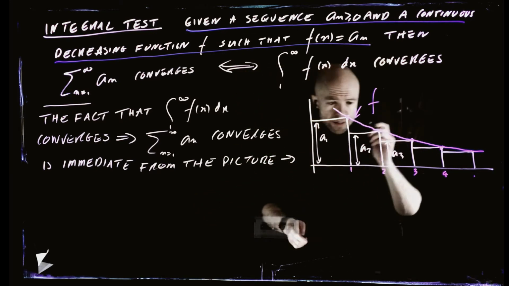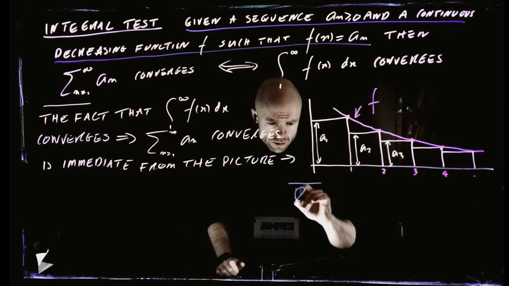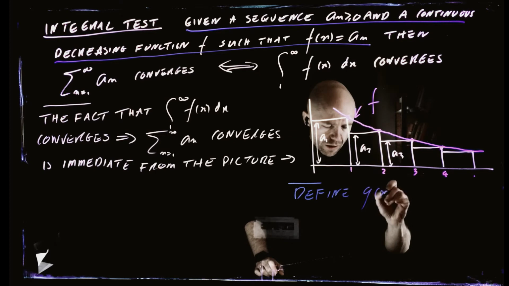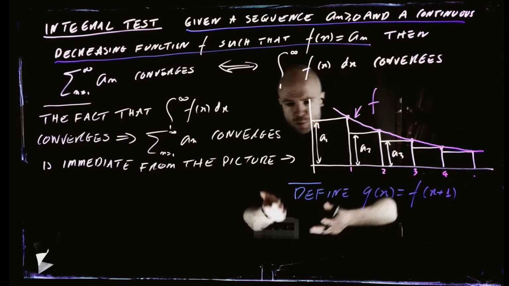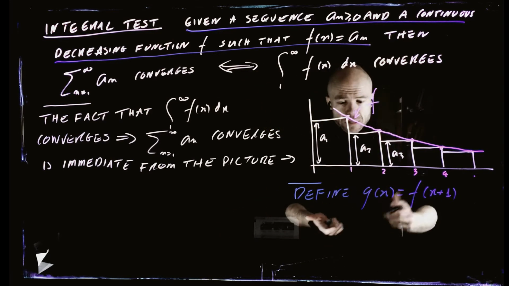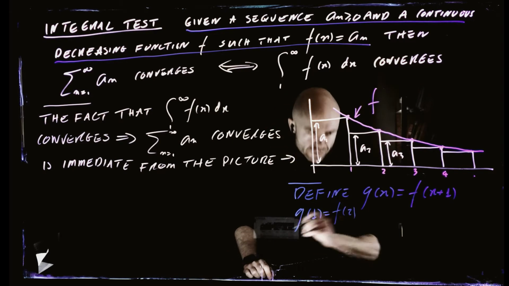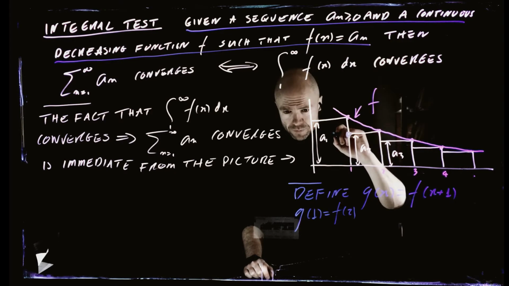So look, if we define a function g(x) to be equal to f(x+1). That's just moving the function along by 1. Let's see what this function g(x) is like. So g(1) is equal to f(2). And f(2) is here, so g(1) will be right here. Give me the thumbs up if you're with me. Okay.